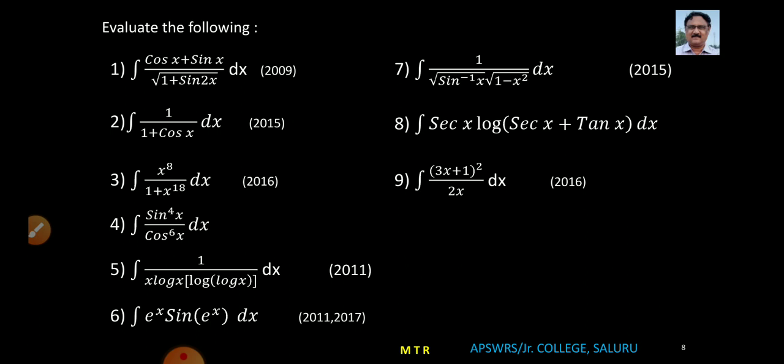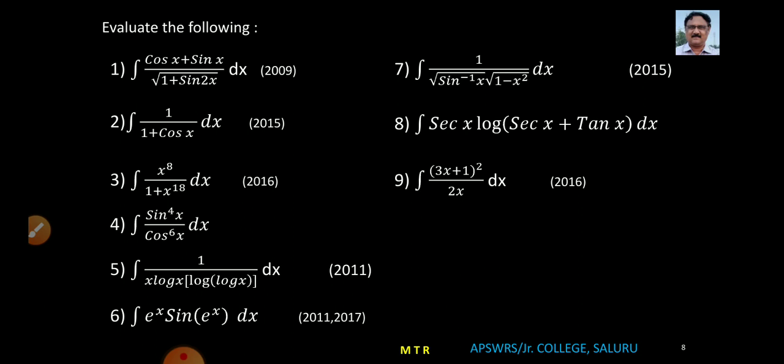For the fourth problem, we write cos square x as cos x power 4 into cos square x. Sin x power 4 by cos x power 4 is tan x power 4. 1 by cos square is secant square. So put tan x is equal to t. For the third problem, x power 8 by 1 plus x power 18. We write this x power 18 as x power 9 whole square. Like that, we solve these problems.